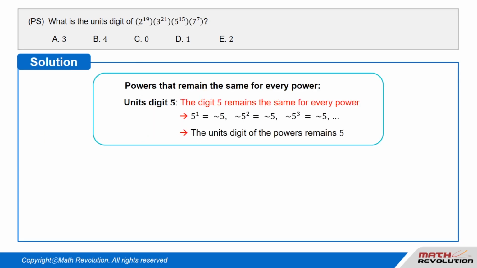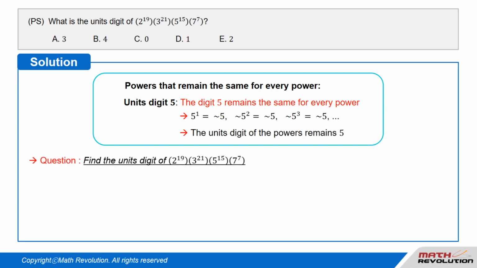We will look at the digits that remain the same for every power. Units digit 5. The digit 5 remains the same for every power. That is, 5 to the power of 1 equals 5, 5 to the power of 2 equals 5, and 5 to the power of 3 equals 5, and so on. Thus, the units digit of the powers remains 5.